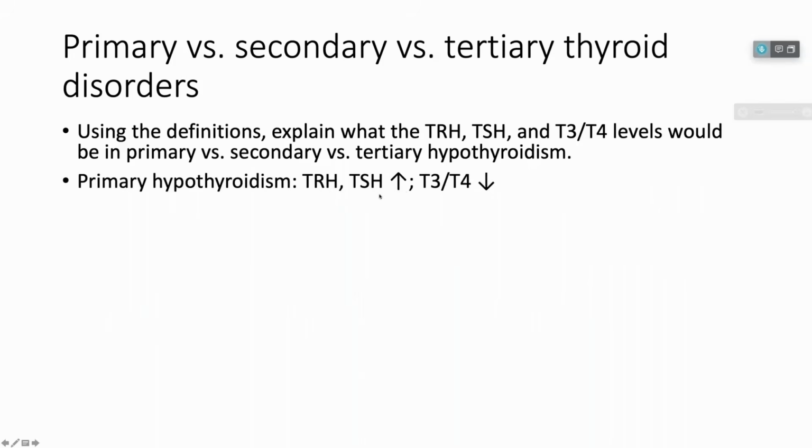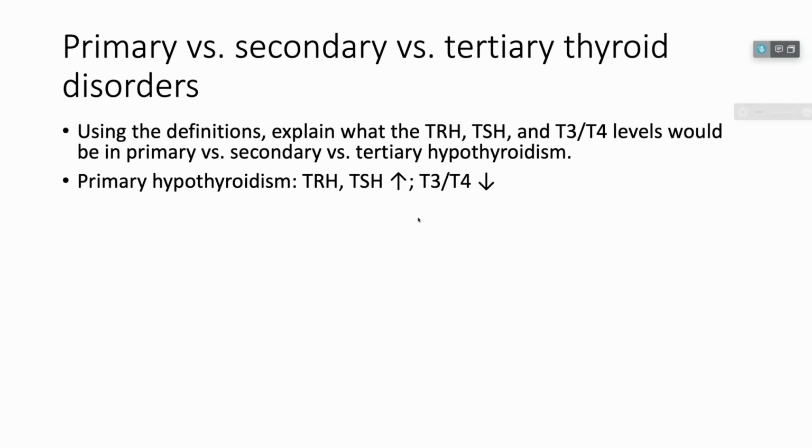So I don't want you to think, oh, just because the problem is in the end organ, therefore the upstream things are going to go up. No, you need to understand the mechanism. And that's what I didn't do a very good job of explaining. So thank you for pointing that out. Elisa, how about secondary? What would the TSH, TRH, and T3, T4 levels be in secondary hypothyroidism, Elisa?